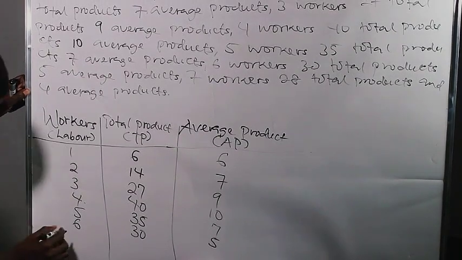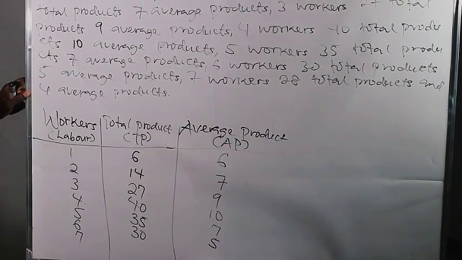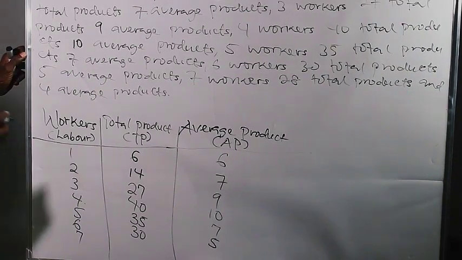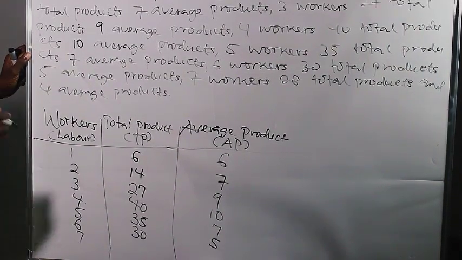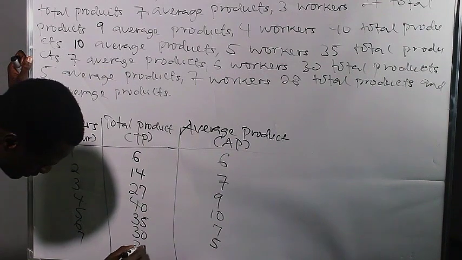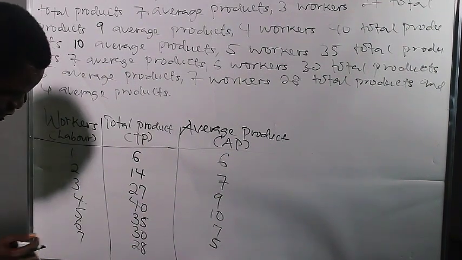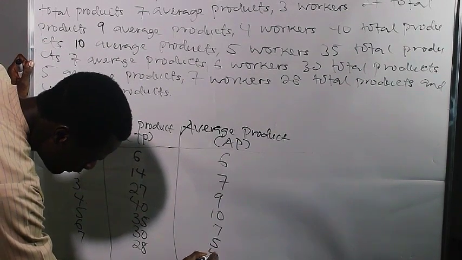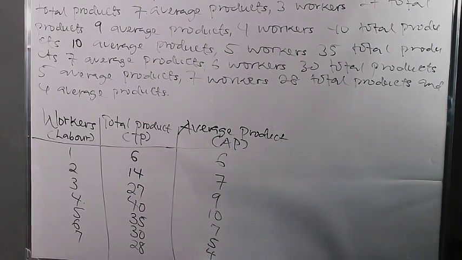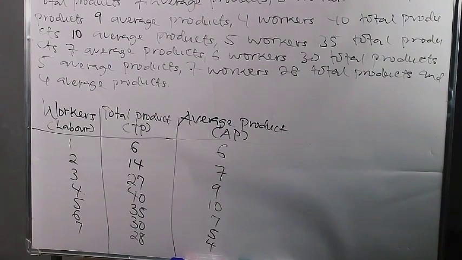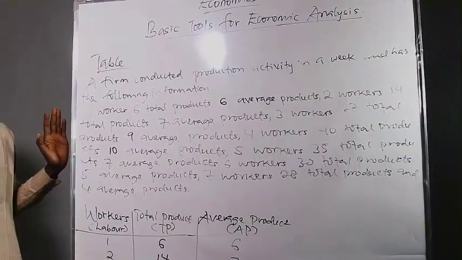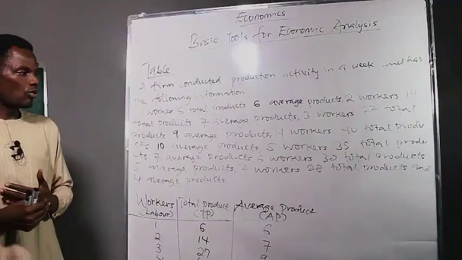And lastly, we have the final worker that was added. So they become 7 now. And at the end, the firm gets 28 output level, and it has 4 average products. Now, this is a firm. So this is a firm level of output in that entire week.